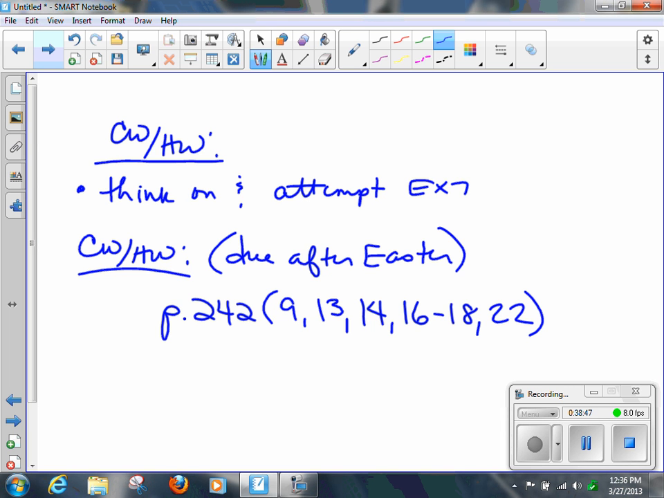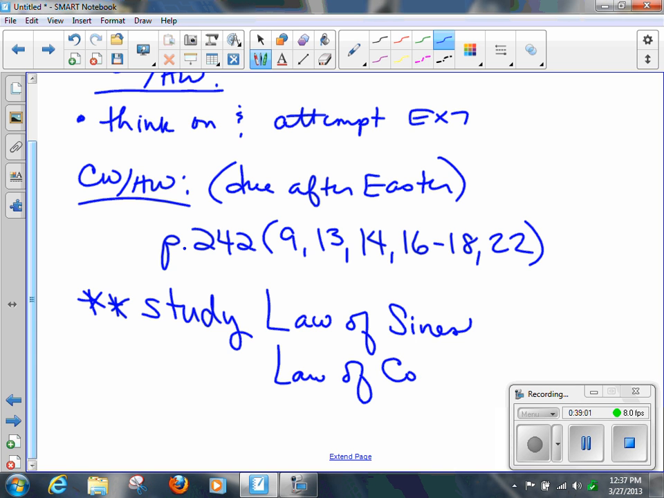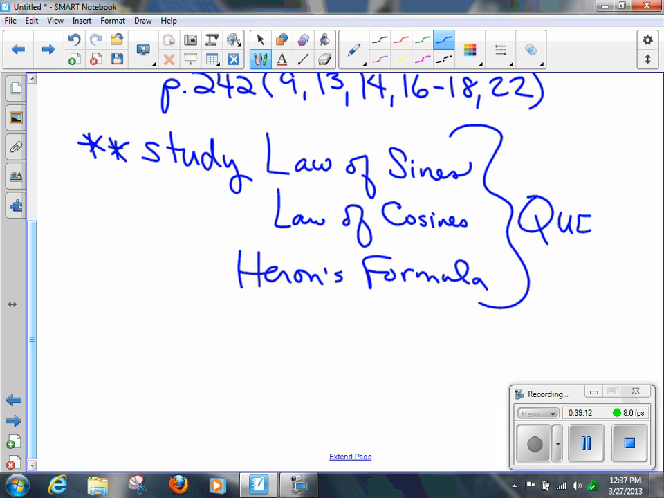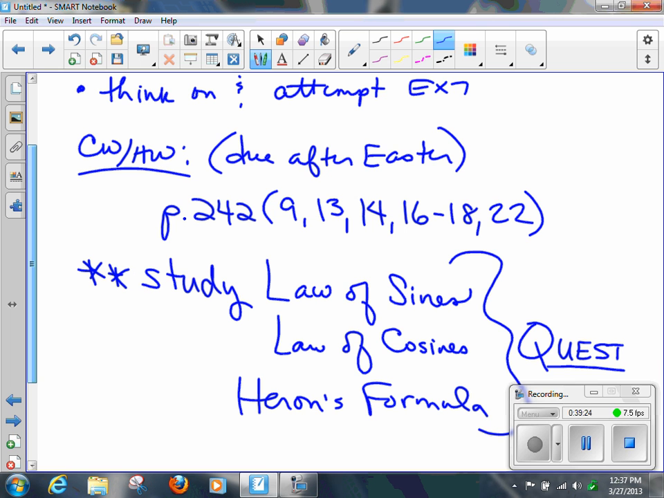Next thing, for tonight. Study. Law of sines. Law of cosines. Heron's formula. For your test, quiz, test, quest. Okay? That's what you need to do. You need to use the time right now to do something other than talk. Okay?